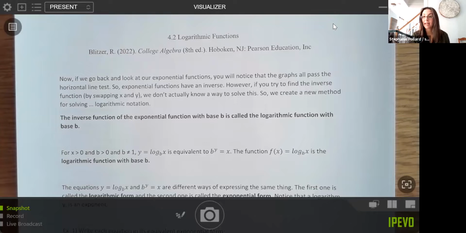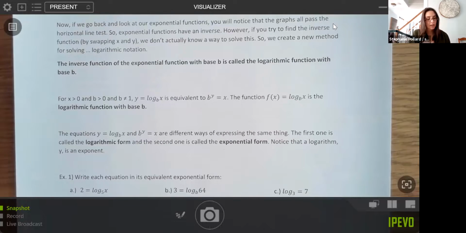If you try to find the inverse function though, and go through that regular process of solving by swapping the x's and y's, you actually get stuck because we don't know how to solve equations like that. We haven't learned that yet. So we create a new method for solving, and this involves using something called logarithmic notation. The inverse function of an exponential function with base b is called the logarithmic function with base b. So exponentials and logs are inverses of each other.